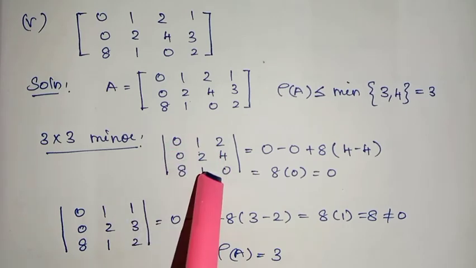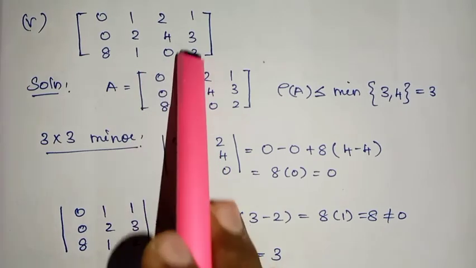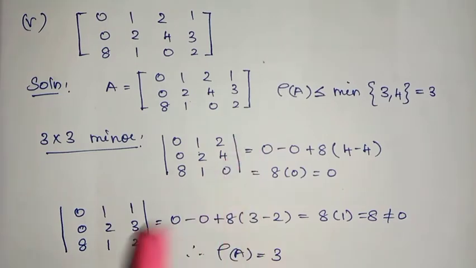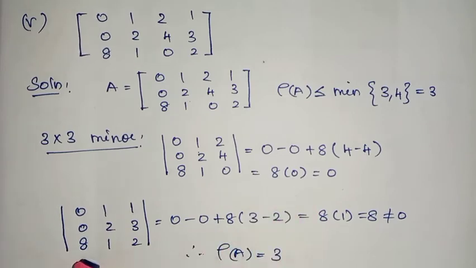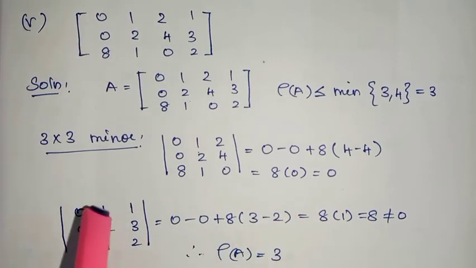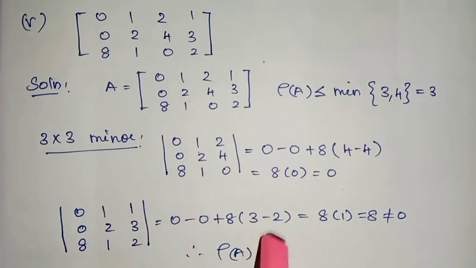Okay, so now I am going to take the first column, second column and the fourth column, and I made a determinant. Now the same way, the first element is 0, leave it. The second is also 0, leave it. The third is 8, leave the row and column. 1 into 3 is 3, minus 1 into 2 is 2. Now 8 into 1 is 8, which is not equal to 0. Therefore the rank of the matrix is equal to 3.